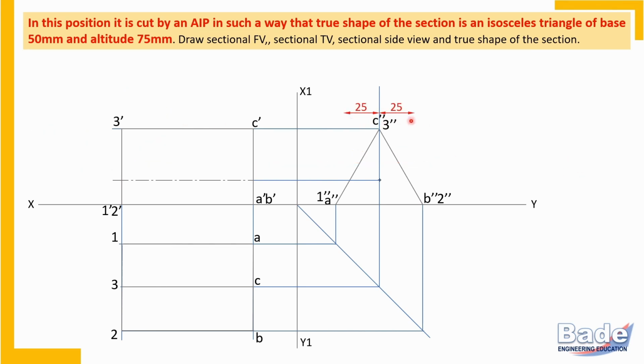Measure 50 millimeters symmetrically. That is 25 millimeters and 25 millimeters from the axis of symmetry. And this is how you will get S double dash and T double dash. So this is that line S double dash T double dash, 50 millimeters long. If you want the base of the section, which is an isosceles triangle, to be 50 millimeters, you must have S double dash and T double dash in this position.